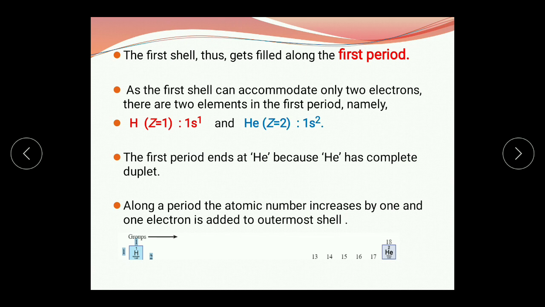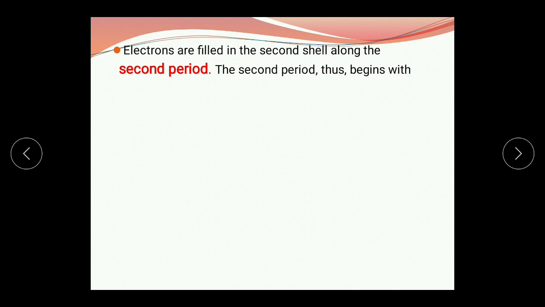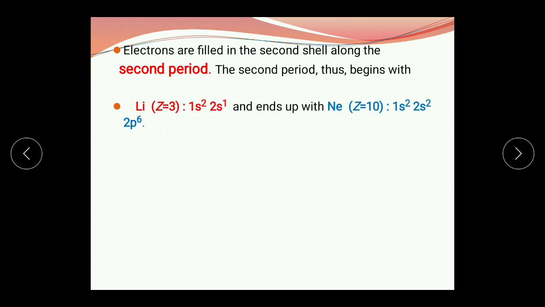So, this is all about first period. We will understand when we learn about second and third period gradually. Now, let us start with the second shell. Electrons are filled in the second shell along the second period. The second period thus begins with lithium. Lithium, atomic number 3, hence electronic configuration 2-1.